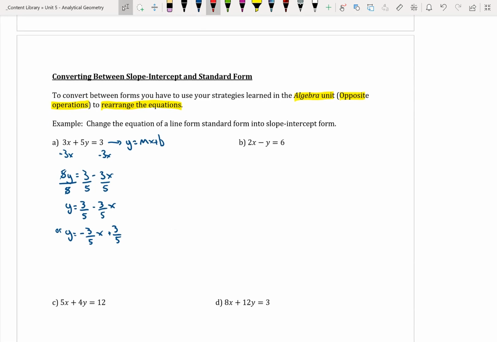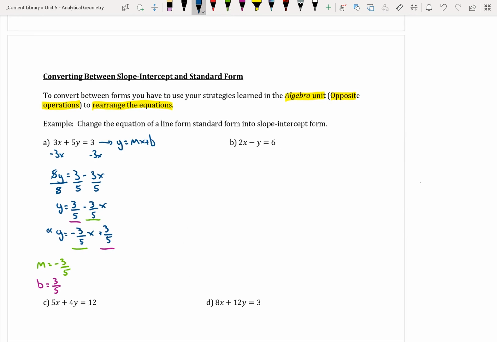Now, if we want to figure out our slope, our m value, again, it's the number that's attached with the x. So in this case, negative 3 over 5. And our b value, or our constant, is the leftover number, or positive 3 over 5. And we can see that either way we have the y equals mx plus b form arranged, the numbers are still there.